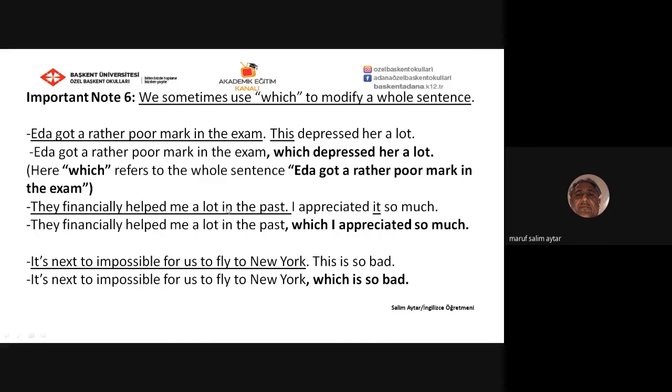They financially helped me a lot in the past. I appreciated it so much. So we say they financially helped me a lot in the past, which I appreciated so much. It is next to impossible for us to fly to New York. This is so bad. It is next to impossible for us to fly to New York, comma, which is so bad. We should never forget about this comma either.